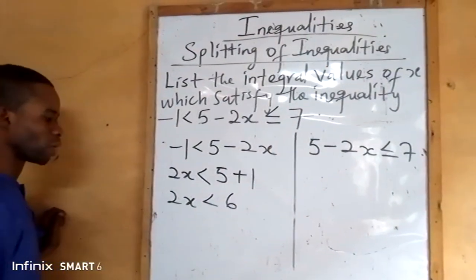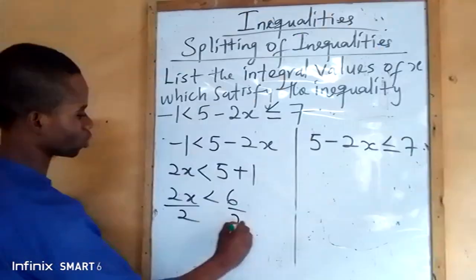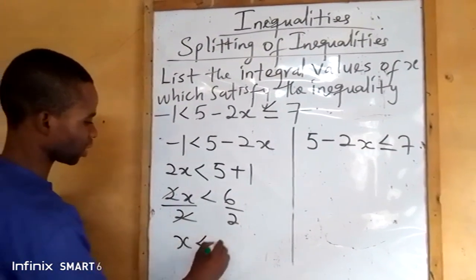So we divide both sides by 2, all over 2. That means x is less than 3.